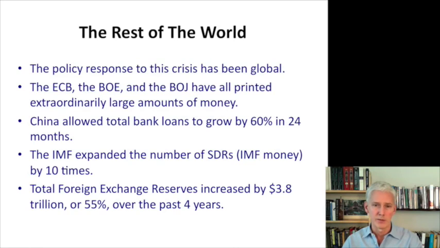The International Monetary Fund expanded the number of special drawing rights by 10 times. That effectively resulted in the creation of the equivalent of almost $300 billion of IMF money in 2009. And finally, total foreign exchange reserves have increased by almost $4 trillion, or by 55% over the past 4 years. This is the greatest government intervention in the economy ever recorded during peacetime.